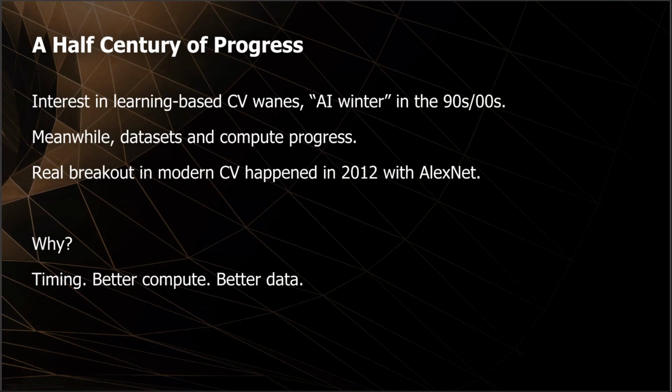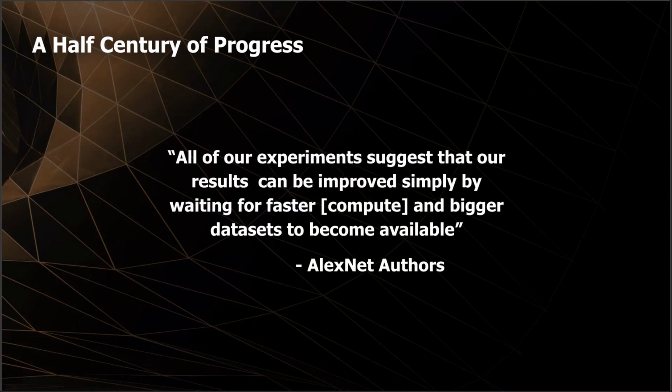And not just compute, but the data sets. We're looking at over 10,000 times more data availability with things like ImageNet, high-quality labeled data. And so really timing was critical here. And another common thread emerges from the AlexNet paper, and that's all of our experiments suggest that our results can be improved simply by waiting for faster compute and bigger data sets to become available. It's such an important point. The compute is there and the data availability being there.